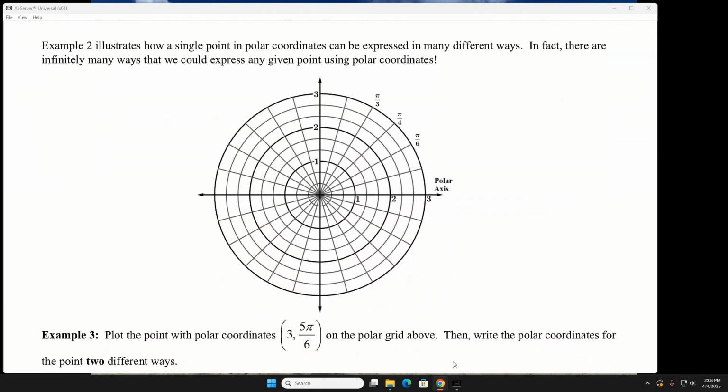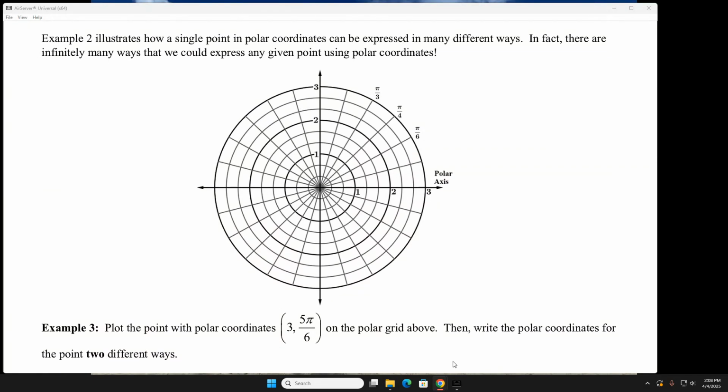So example 2 illustrates how a single point in polar coordinates can be expressed in many different ways. In fact, there are infinitely many ways to represent a given point using polar coordinates. On example 3, we're going to plot the point (3, 5 pi over 6). Right here is the angle of 5 pi over 6. So for 5 pi over 6, we go to 3, and we rotate that much to get to that point.